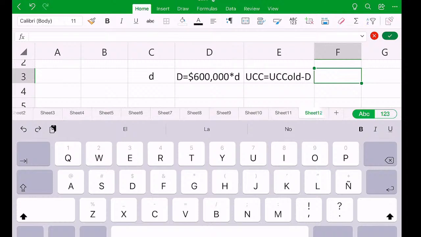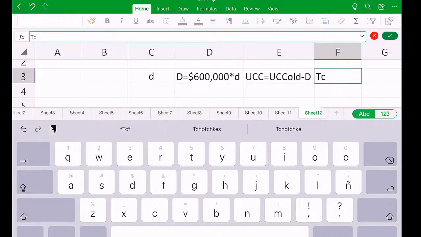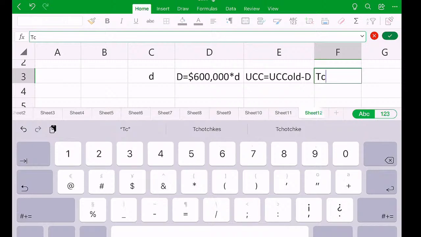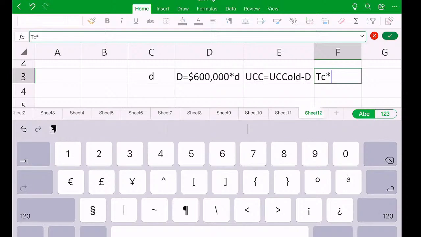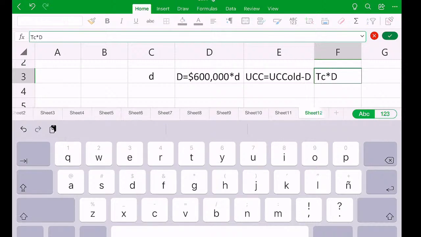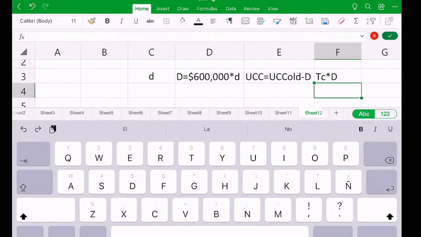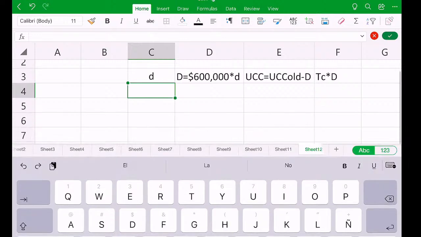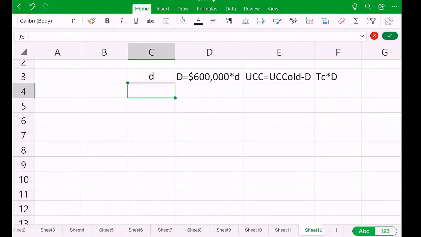And then T_C, what does the C stand for again? Multiplied by D, because this will calculate the tax shields for us. So those are the columns of my table.